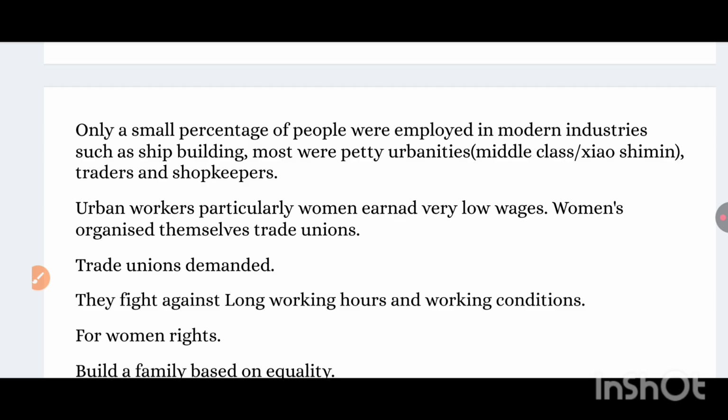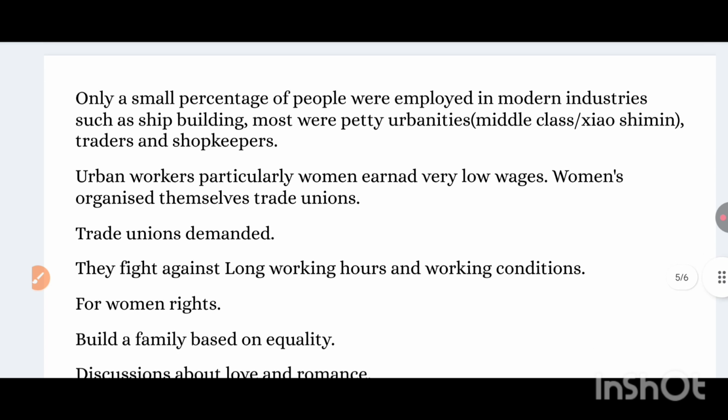Okay, most of the people were middle class people. They worked in industries as shipbuilding workers, traders, shopkeepers. As urban workers, particularly women also working in urban areas, they got very low wages. Their working conditions were also very harsh, very bad.